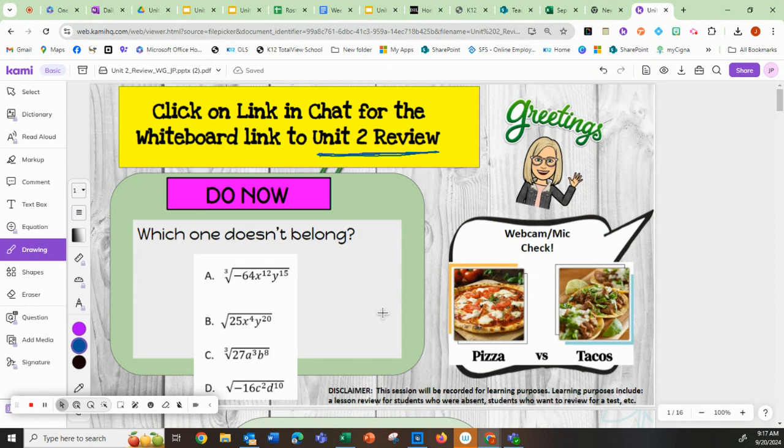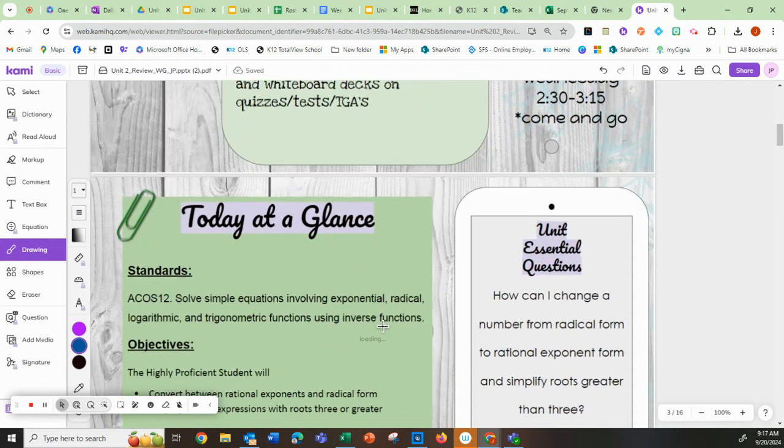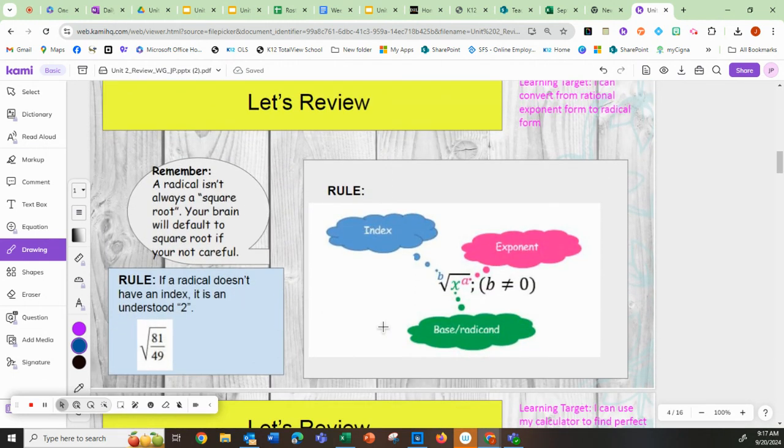I worked this in Class Connect, so I'm going to skip a few things and jump down to some of the rules that we had in Unit 2. If you will draw your attention to this section that says, remember, a radical isn't always a square root. Your brain will default to square root if you are not careful. So if you just see the radical symbol, but there's no little number, let's go over here really quick. This little number is called an index. If you don't see an index, then the radical does mean that it's a square root.